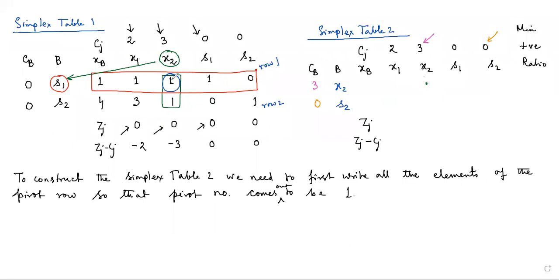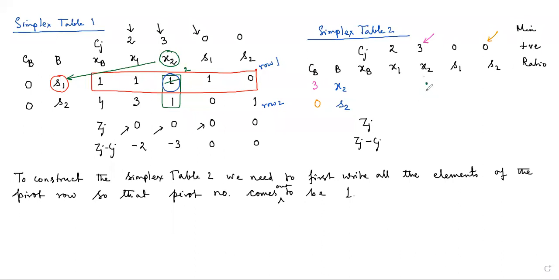Suppose this pivot number is not 1. Suppose this pivot number is 2. I need to write the pivot row in such a manner so that in place of 2, 1 comes. So what we need to do is divide the entire row by 2. In this case, we will be getting half, 1, half, 0.